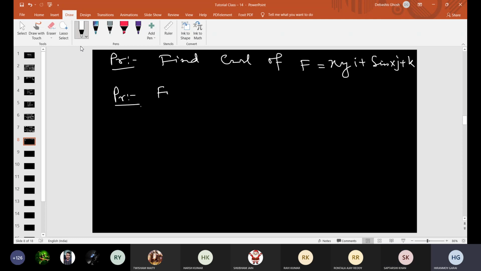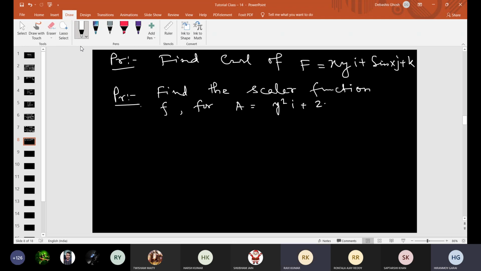This is another type. Find the scalar function f for A equals y square i, cos x minus z k. That is simple, you just need to evaluate that determinant. Also z square k.